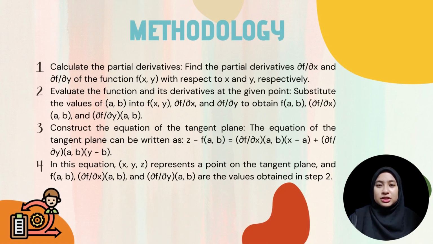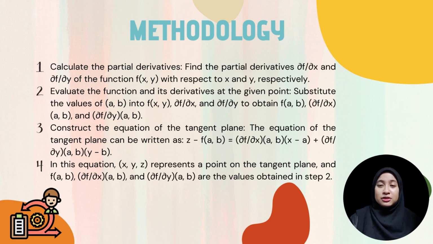Let's consider a function of two variables f(x, y) and a point (a, b) in the domain of the function. The goal is to find the equation of the tangent plane of the surface defined by f(x, y) at the point (a, b). Here are the steps involved in the tangent plane methodology. First, calculate the partial derivatives.